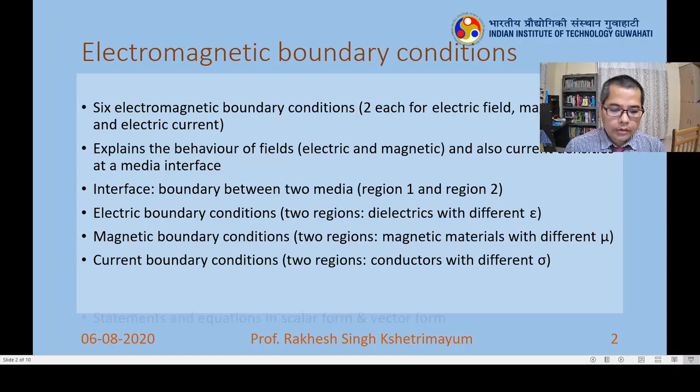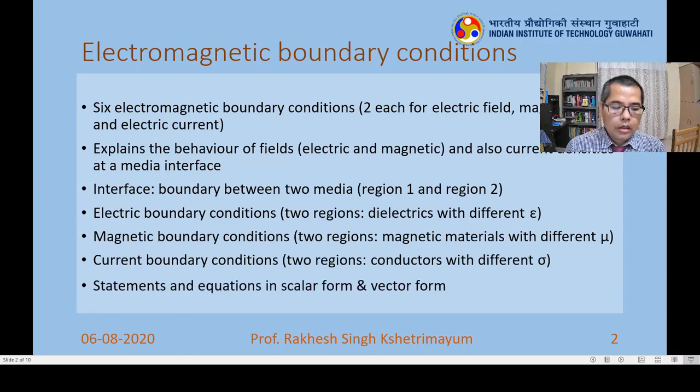behavior of the conductors. So now what we are going to do is write down the equations of these 6 electromagnetic boundary conditions in scalar form and vector form, and we'll also try to understand the statement for each of these electromagnetic boundary conditions.